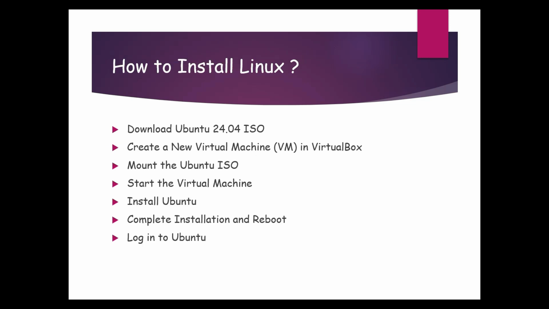Let's get Linux up and running. Here is how to do it. First, you need to download Ubuntu ISO file, create a virtual machine in VirtualBox, mount the downloaded ISO file, start the virtual machine, follow the screen instructions, finish the OS installation, and reboot your system after the successful installation of Ubuntu, and then log into your Ubuntu system.